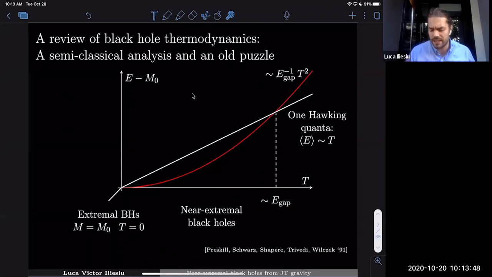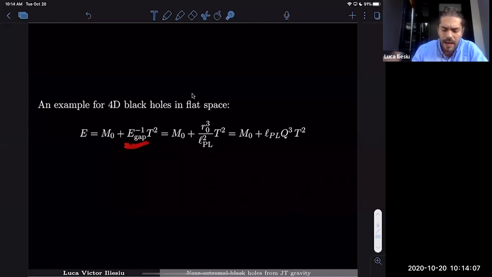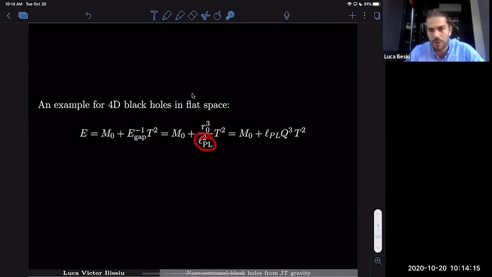So just to give you some sense of the parameters involved. If I look at a 4D black hole in flat space, so this is just the regular Reissner-Nordström that you have in every GR book, then the energy of such black holes scales in exactly the way I told you. And this parameter E gap is given by the ratio between R0, the extremal radius of the horizon, divided by L Planck squared. Maybe the better way to write it is R0 times R0 over L Planck squared.